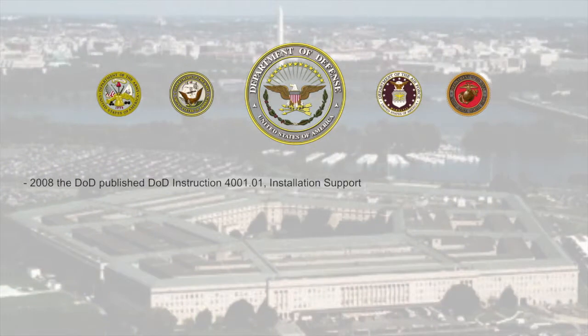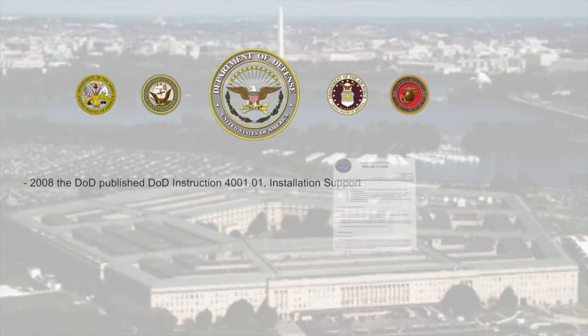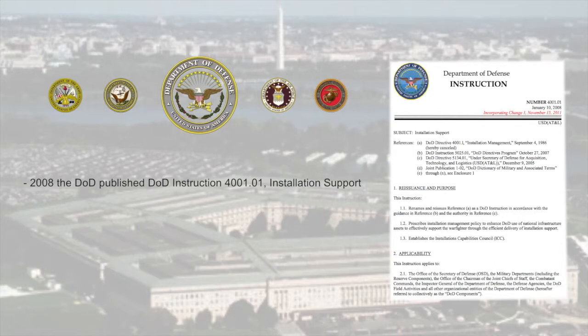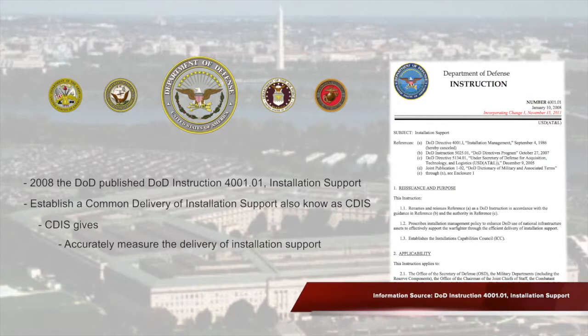In 2008, the Department of Defense published DoD Instruction 4001.01 Installation Support. This document instructed service components to establish a common delivery of installation support, also known as CDIS. This system would give the DoD a way to accurately measure the delivery of installation support.